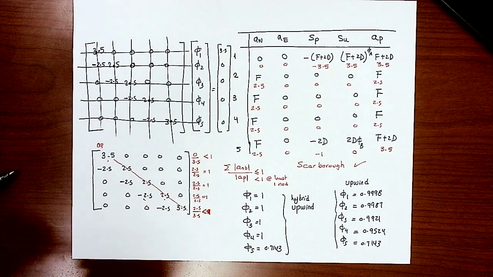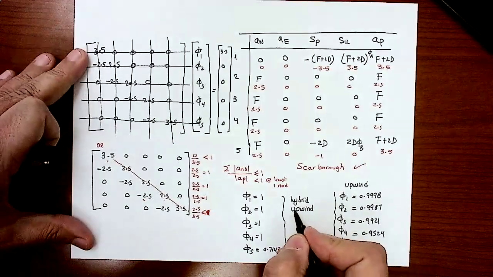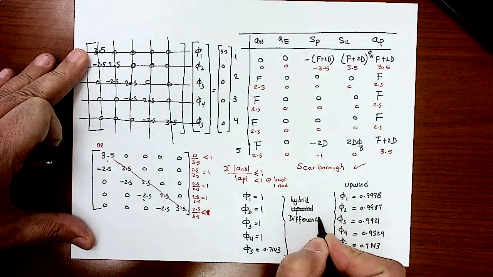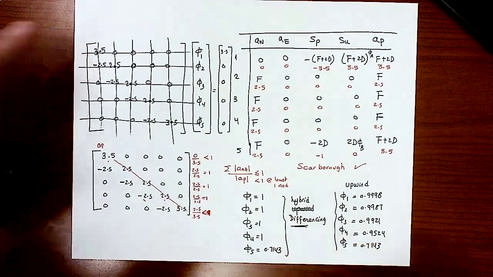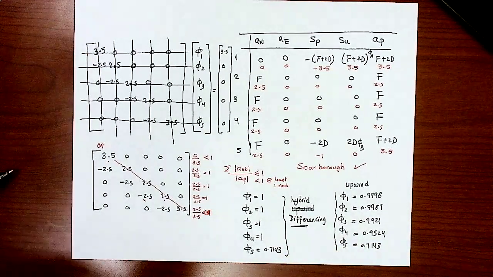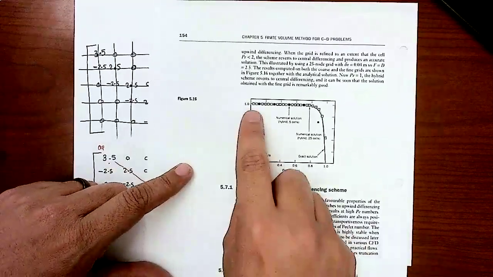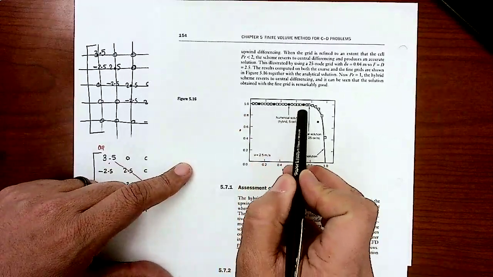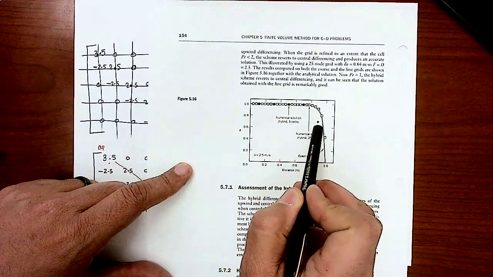Let me look at the chart so we can actually show you the plotting. By the way, sometimes you call it the hybrid differencing scheme, because we use the central differencing and the upwind differencing as well. So I like to call it hybrid upwind, but you can call it hybrid differencing scheme as well. This is a graph where these black dots show the solution.